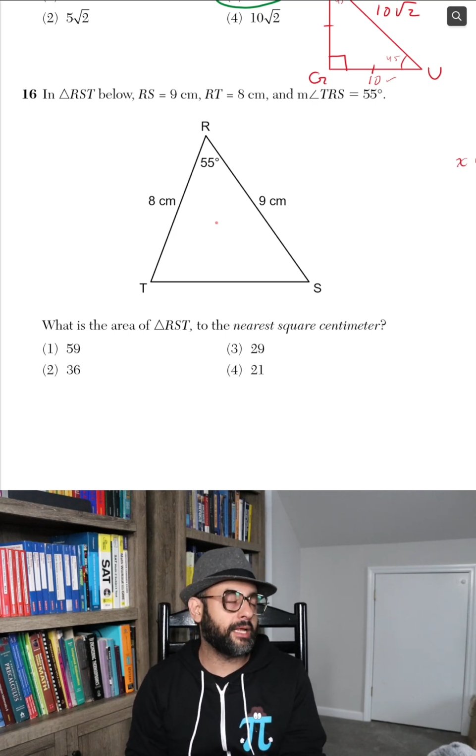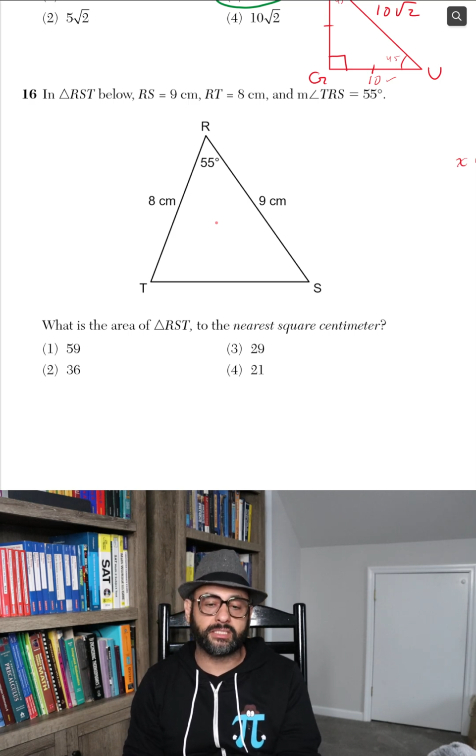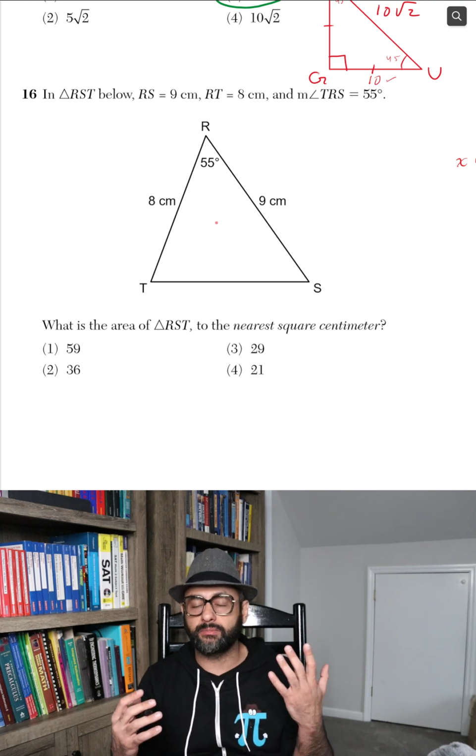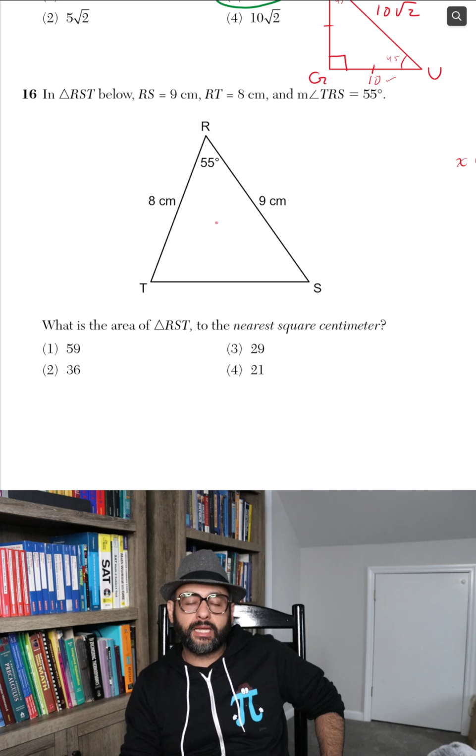A clever trick that I use for my students: a lot of students insist on just doing base times height over 2 no matter what the situation is. But the thing is that base times height over 2 only works if you have a base and an altitude height, which you then divide by 2.